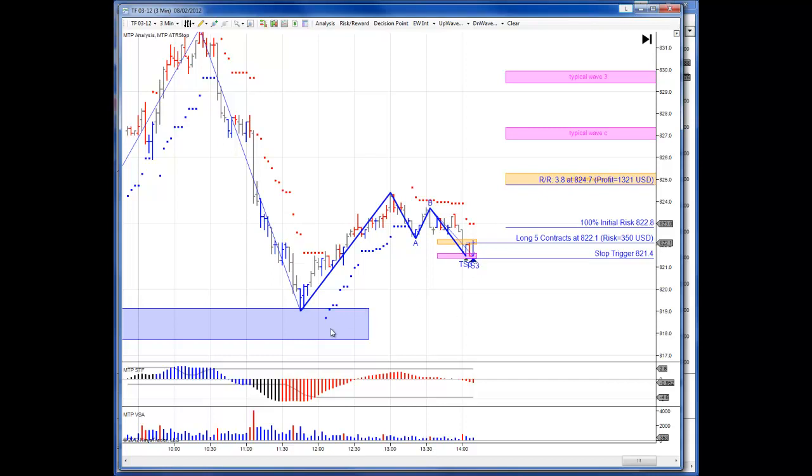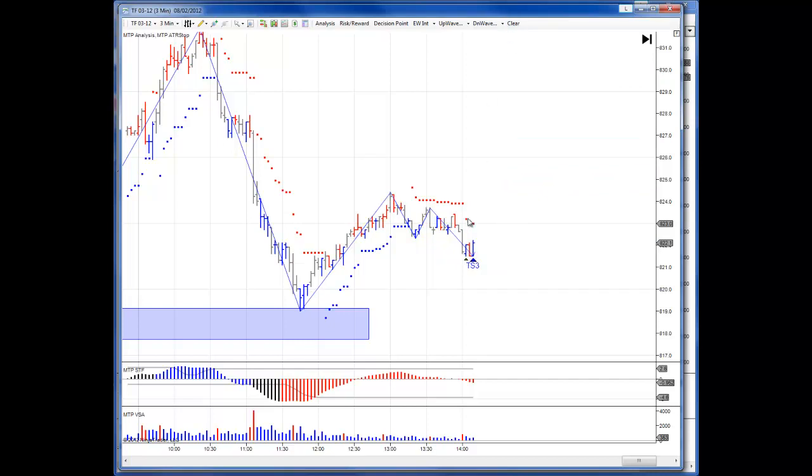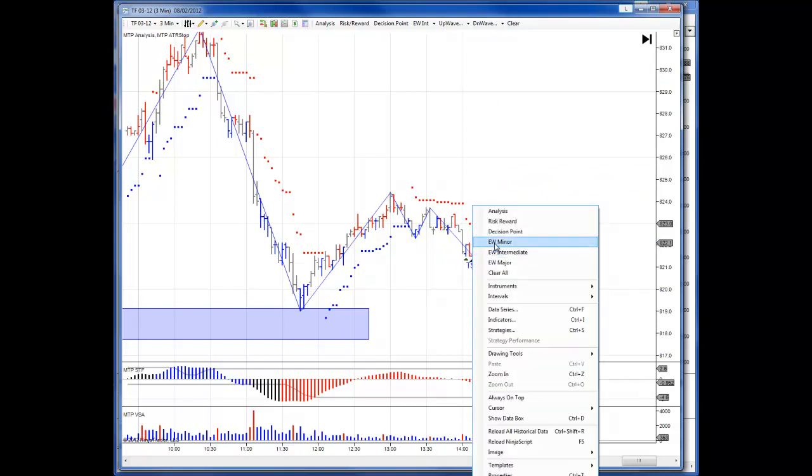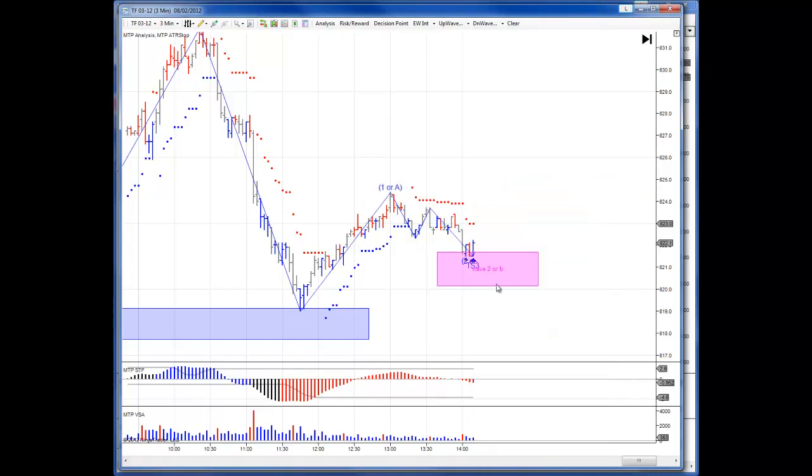Now it shows you this example really well, is that because we have larger degree support here, this is the initial rally off the low, this is the initial correction off the low, and in Elliott wave terms, if I just clear this off, right mouse click, do Elliott wave major, in Elliott wave terms this is actually a wave 1, and then we're down into a wave B, sorry, a wave 2.